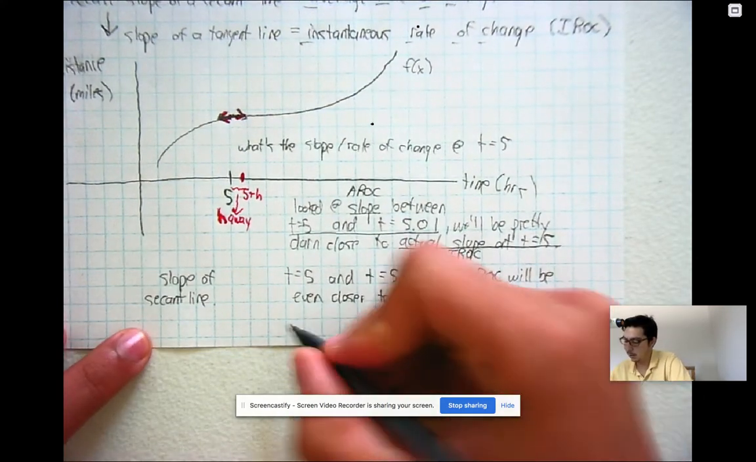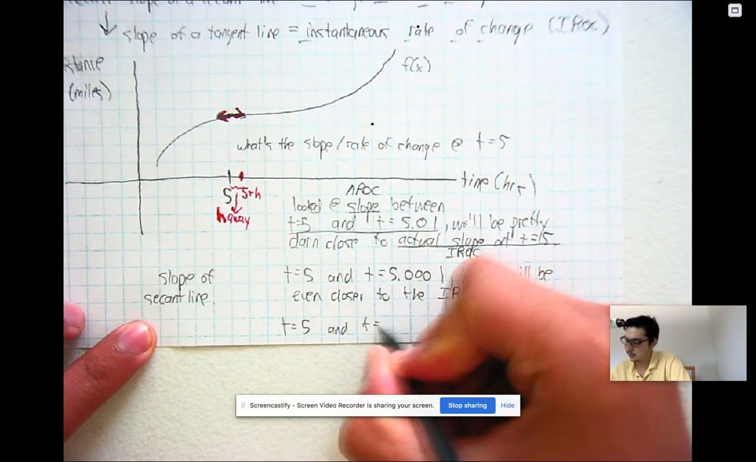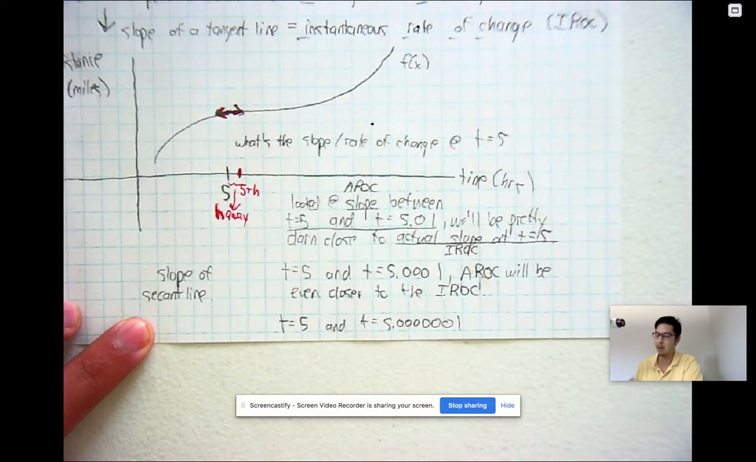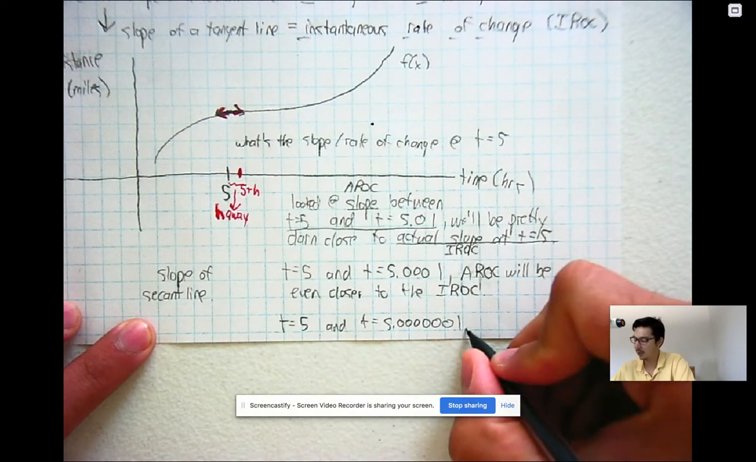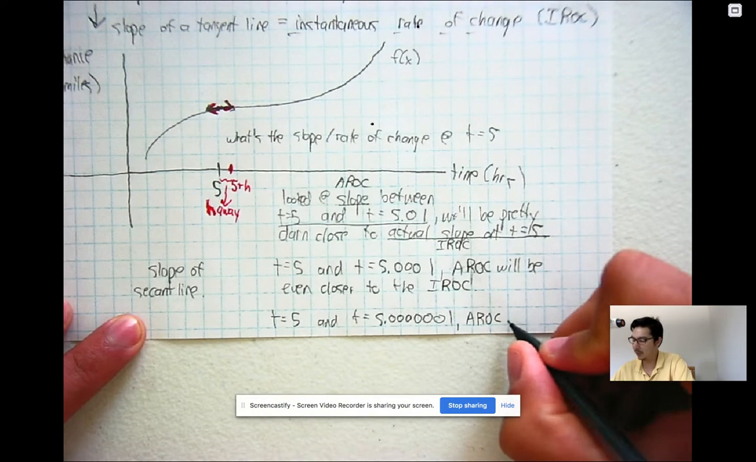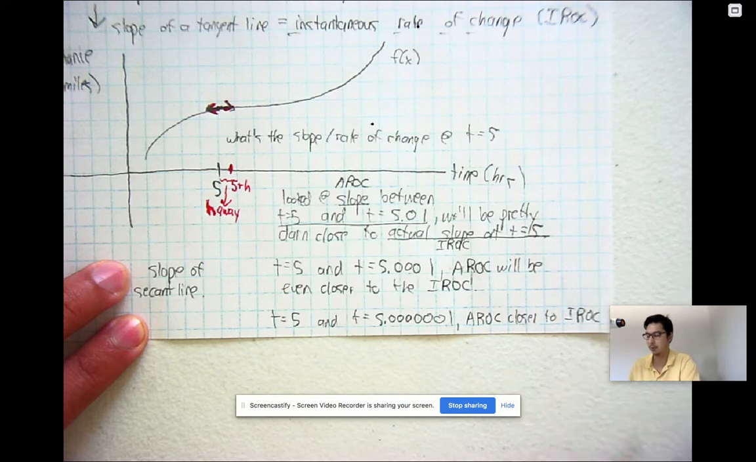In fact, what if we even got closer? So if we did t equals 5 and say t equals 5.000001, now we're almost looking at a point so close to the naked eye, we can't even see a difference between those points. With a slope between those 2 points, the average rate of change there will be even closer to the instantaneous rate of change, all right?